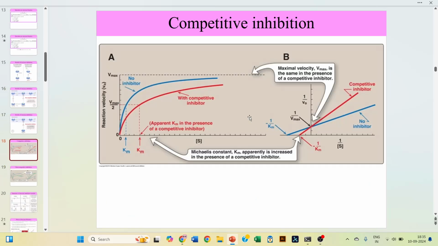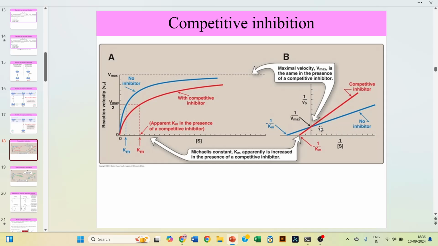Okay. Now this is all about competitive inhibition. What happens in competitive inhibition? The inhibitor is binding at the substrate binding site, because of which the affinity of the enzyme for the substrate is reducing. Because of that, your Km is increasing in a competitive inhibition. Maximal velocity Vmax is the same in the presence of the competitive inhibitor, but Km is increased.